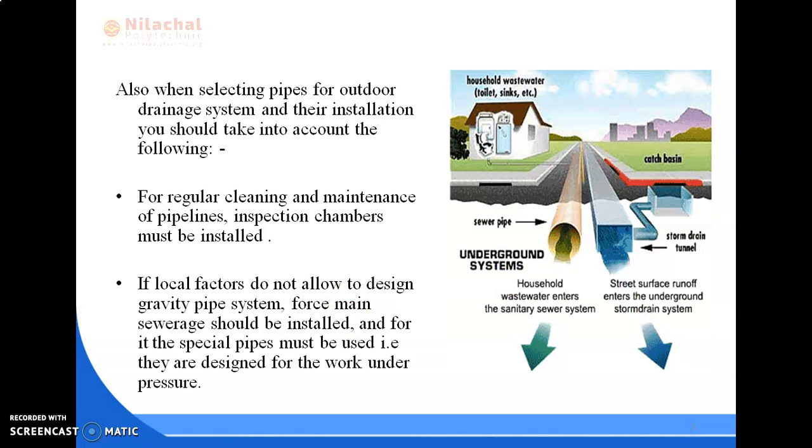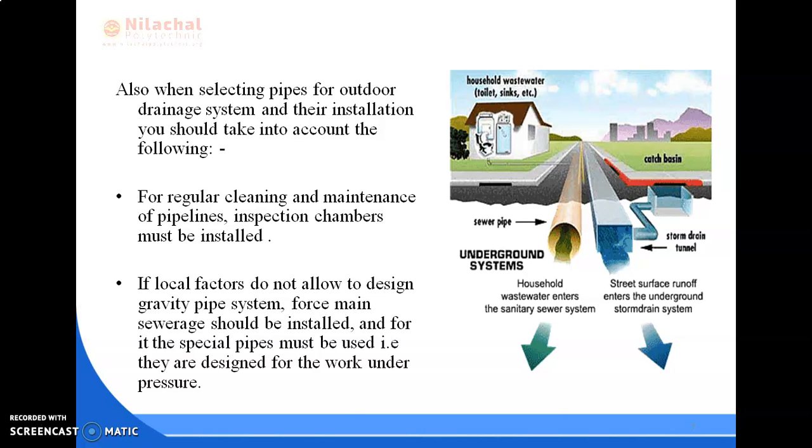Also, when selecting pipes for the outdoor drainage system and their installation, we should take into account the following. First thing is, for regular cleaning and maintenance of pipelines, inspection chambers must be installed. So, inspection chambers or manholes. Wherever necessary, we put the manhole, or if it is not possible to put the manhole, in that case we put an inspection chamber or IC chamber.